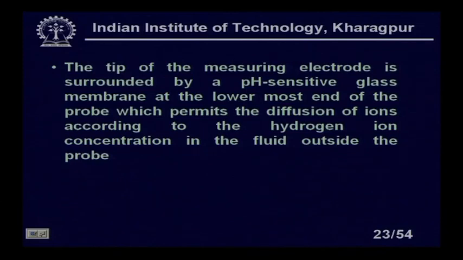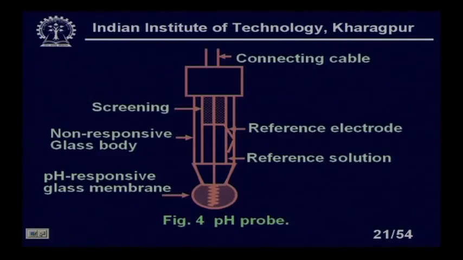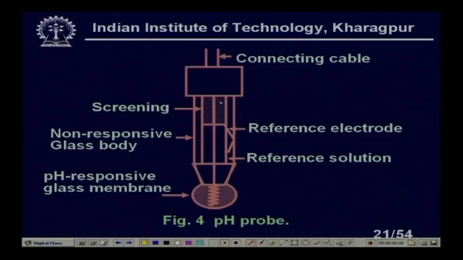The tip of the measuring electrode is surrounded by a pH sensitive glass. Again, let us go back, it will be more clear. You see, this is the tip of the electrode, this is the measuring electrode, this is the reference electrode. Let me again go back. So, this is our measuring electrode, it is coming here, this is all those platinum business here. Here you can see this is the reference electrode. This you see surrounded by a pH sensitive glass membrane, clear.